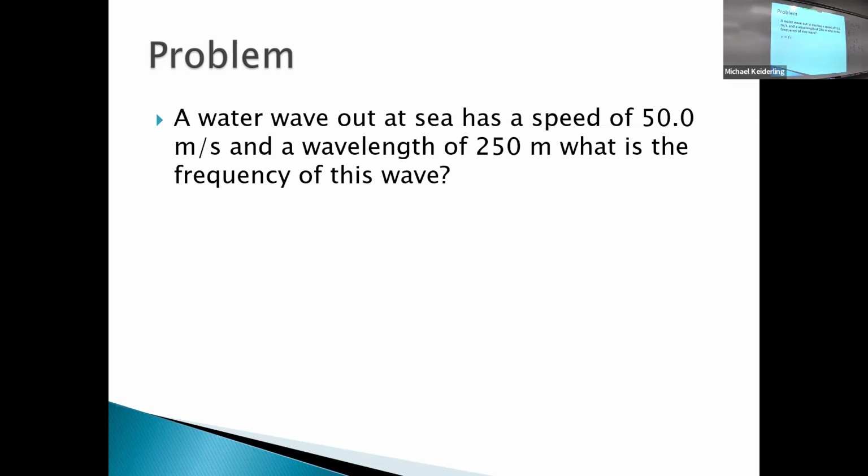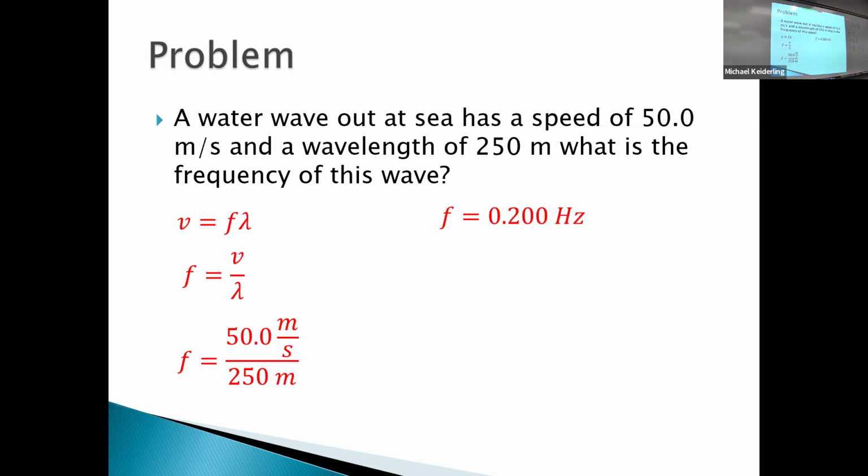Well, this is fairly straightforward. Velocity is frequency times wavelength. Frequency is velocity over wavelength. 50 meters per second divided by 250 meters is a frequency of 0.2 hertz. So that's one cycle every 5 seconds.